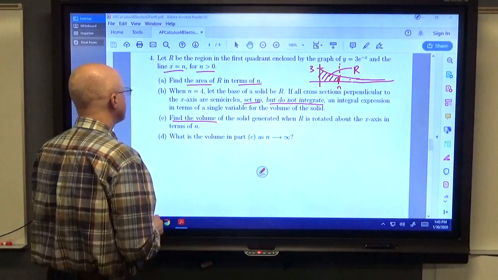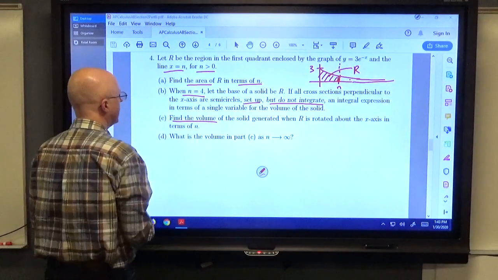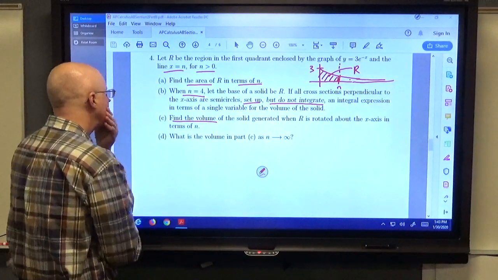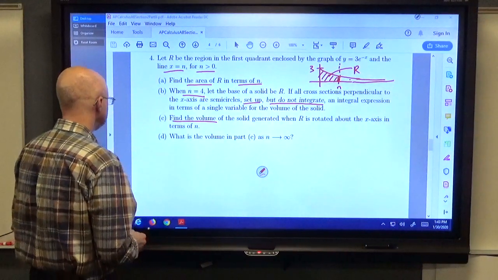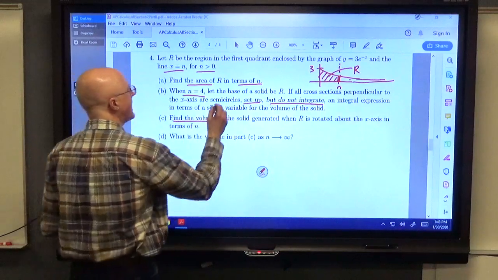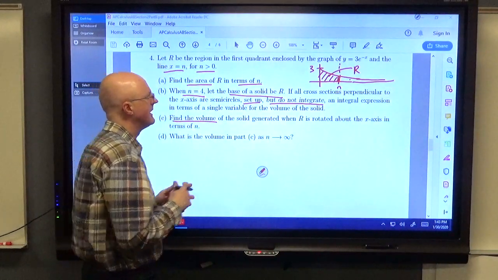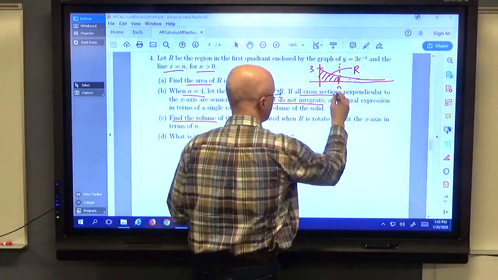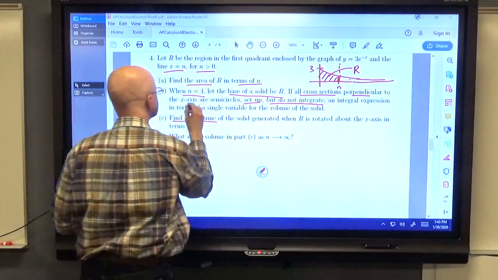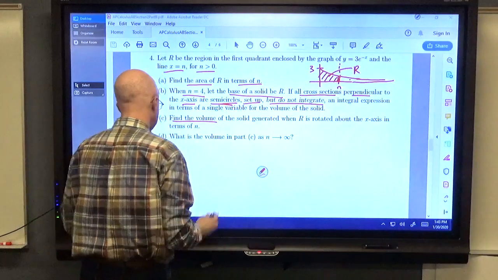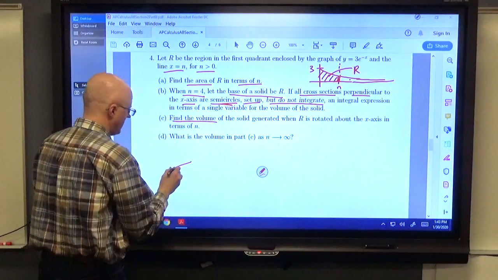All right, so let's focus on part B. Now I'm picking something particular for n in part B. We've got R being the base of a solid, a three-dimensional solid. And we've got something specific about what are called cross-sections perpendicular to the x-axis. They are semicircles. What does that mean? I'm going to draw a picture.